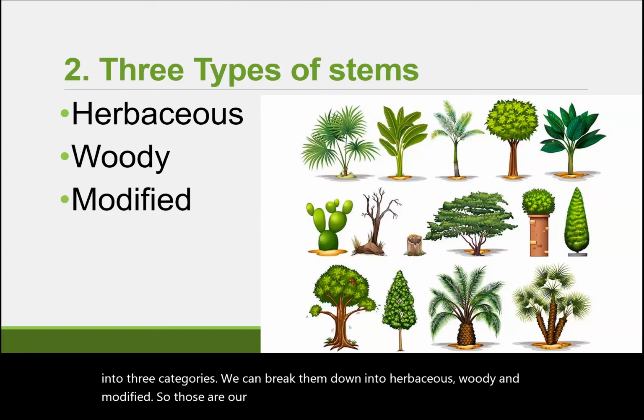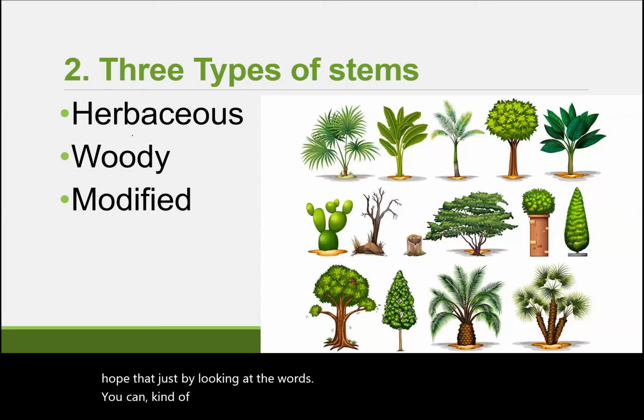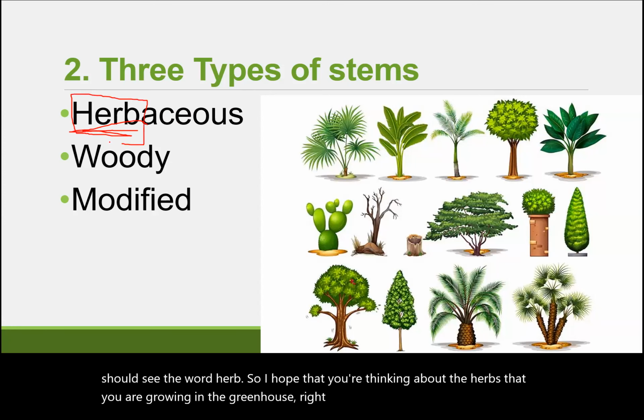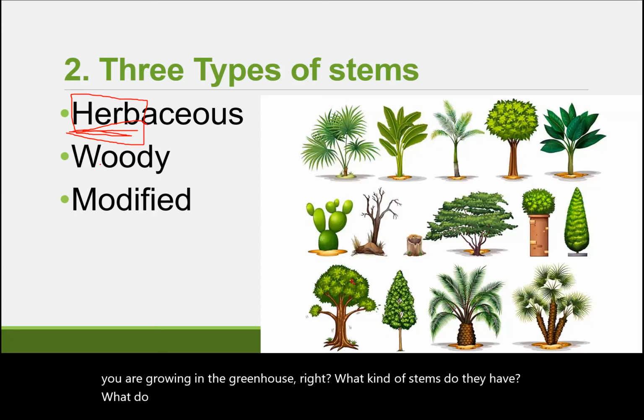Before we even look at them in more detail, I hope that just by looking at the words, you can predict what these stems would be. With herbaceous, you should see the word herb. So I hope that you're thinking about the herbs that you are growing in the greenhouse, right? What kind of stems do they have? What do they look like? What do they all have in common?